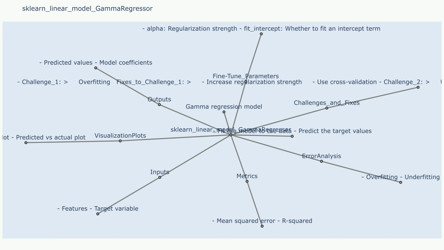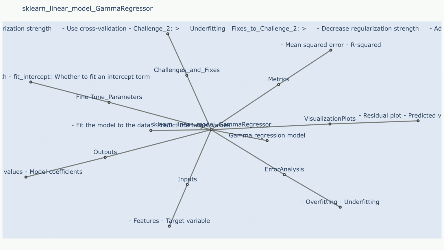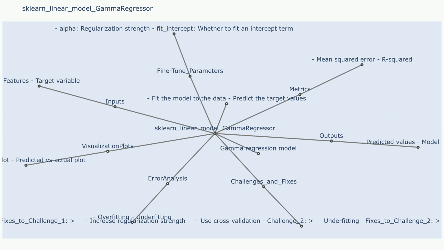sklearn, linear model, gamma regressor. Description: a gamma regressor model in scikit-learn is used to predict the target variable using a gamma distribution model, which is a continuous probability distribution that is frequently used to model positively skewed data. It is particularly suited for scenarios where the target variable is non-negative and exhibits a positive skew.